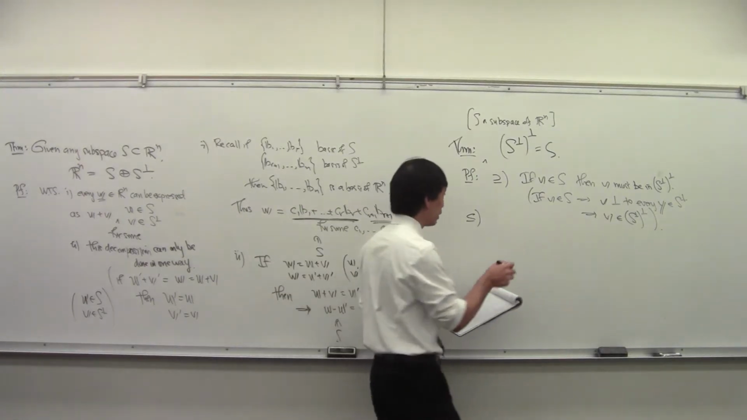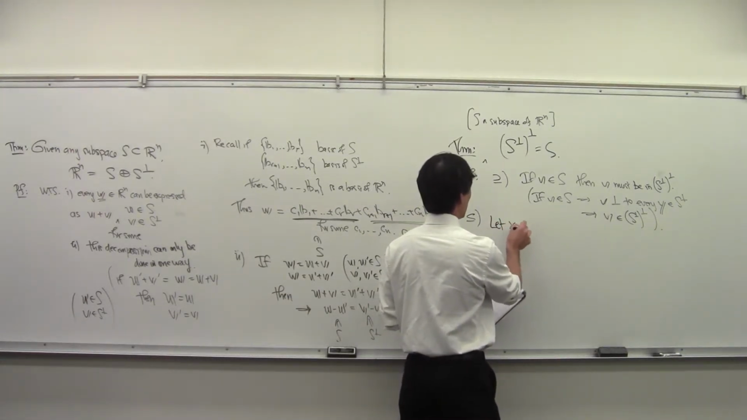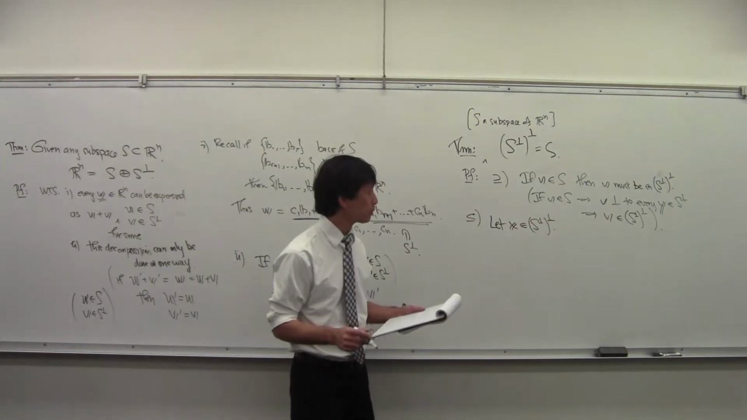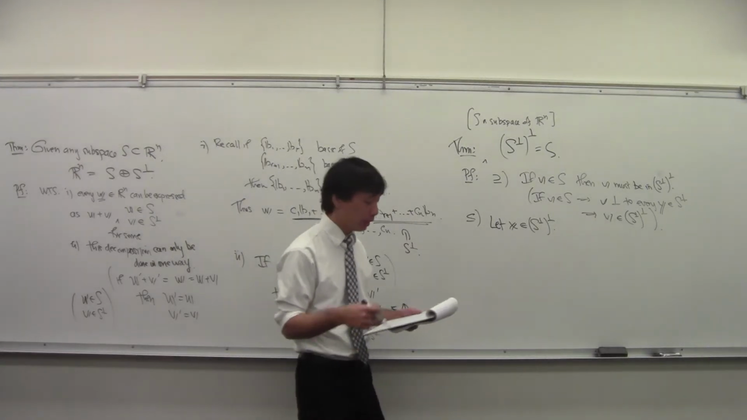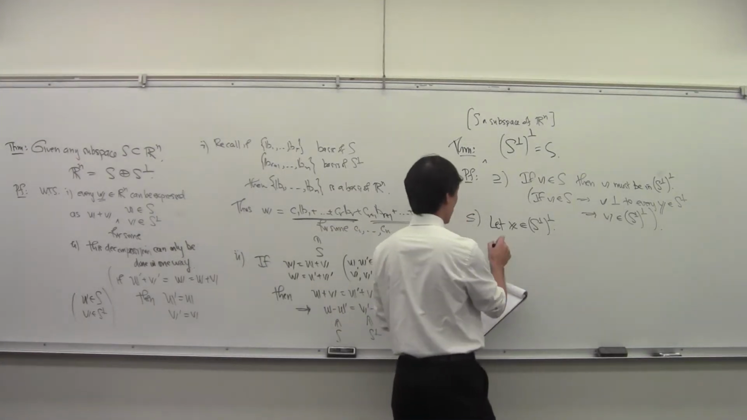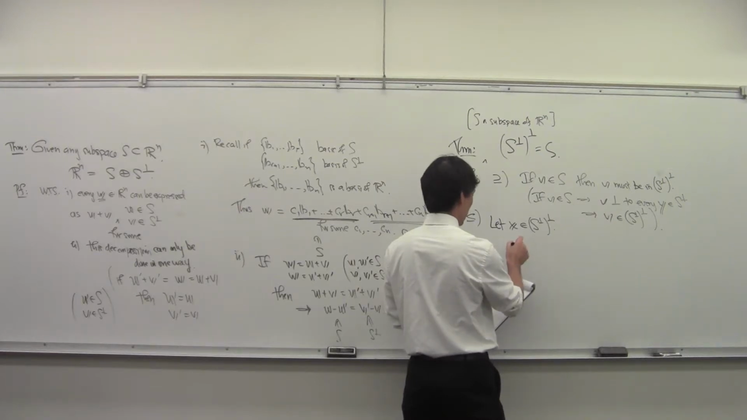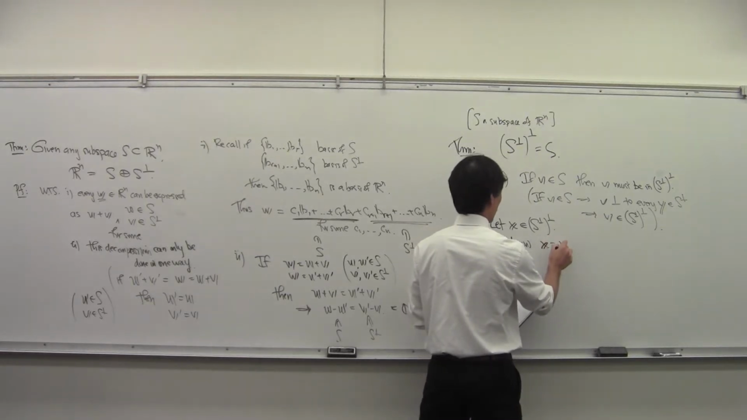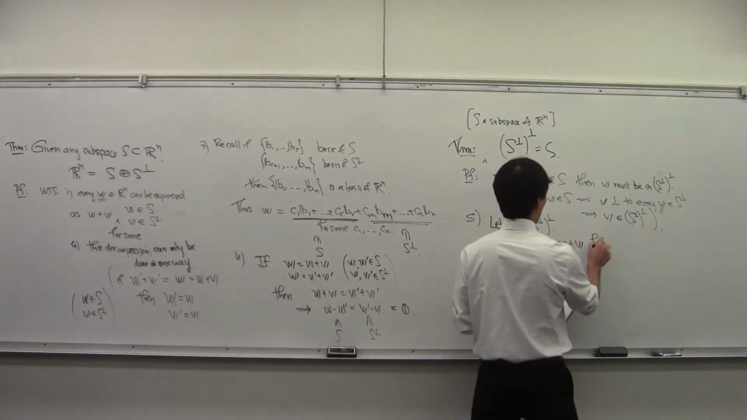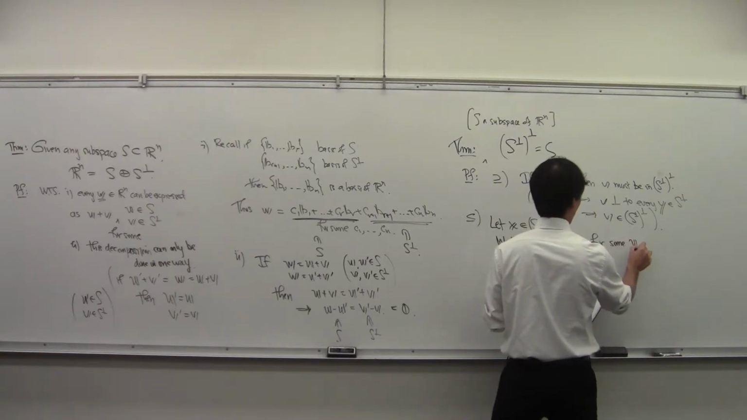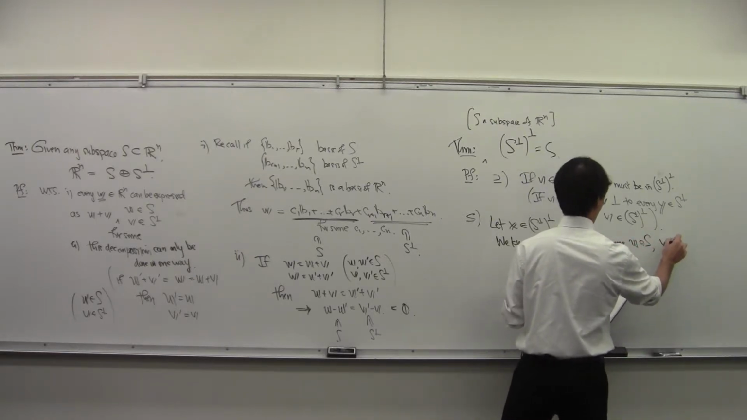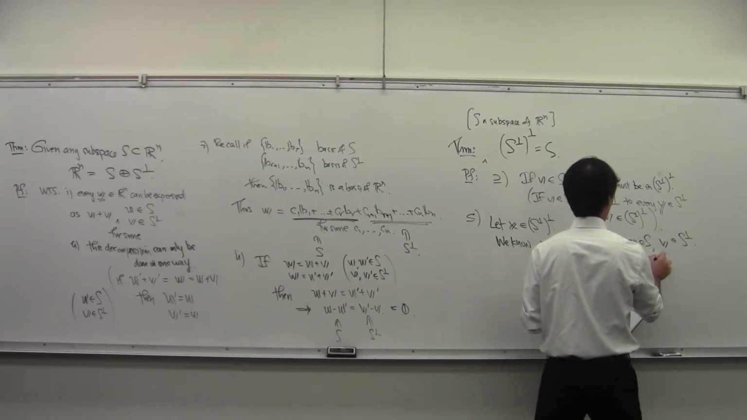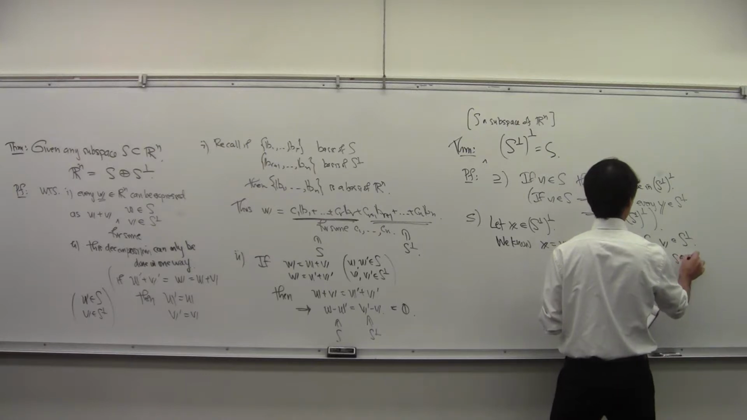Okay, so suppose that you have somebody x in S perp perp, and what we're going to do is take the direct sum. We know that x equals u plus v for some u in S and some v in S perp, right? Because R^n is the direct sum of S and S perp.